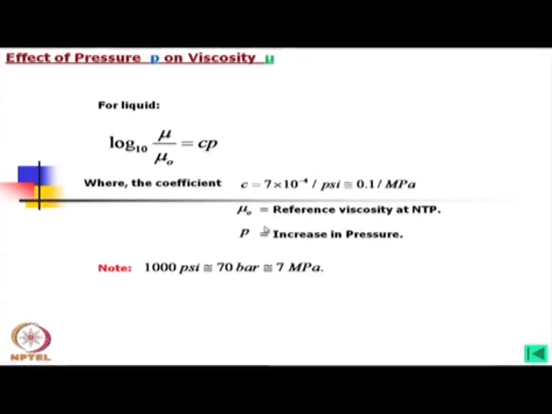One tip I would like to give you: in many cases you will find the pressure is expressed in bar or psi. If we would like to convert into megapascals or pascals, then we should remember these relations. For a fluid power engineer it is very important to remember this, that 1000 psi is almost equal to 70 bar, which is equal to 7 megapascal or 7 into 10 to the power 6 pascals.